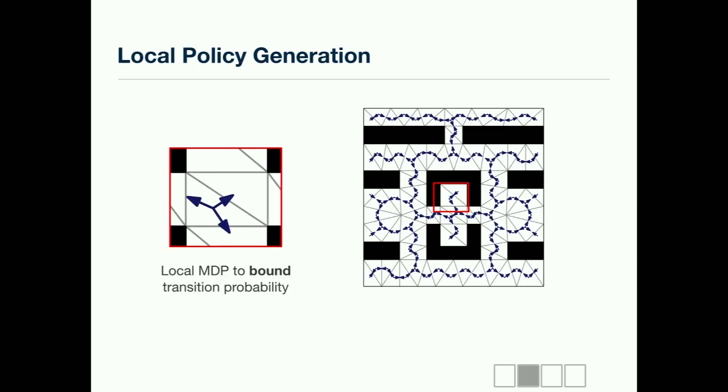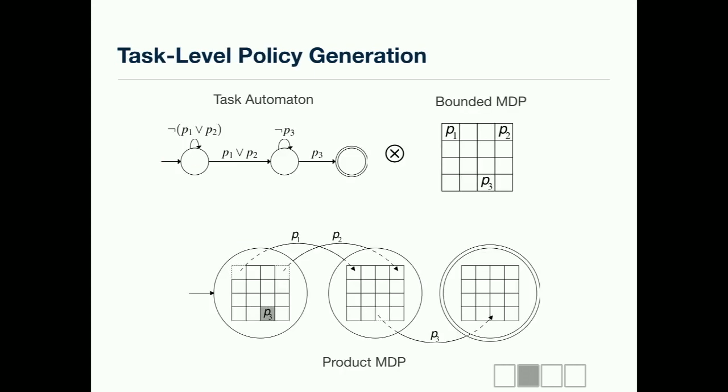What we did is that we partitioned the space, we defined local MDPs to bound the transition probability from one region of the space to another region. We put it all together and found an MDP that has bounded transition probabilities. And then we used our task automaton, as I said before, and the bounded MDP, and we created a product MDP that can be solved with, let's say, standard methods like value iteration to understand what are the policies that will maximize the probability of success of a task.